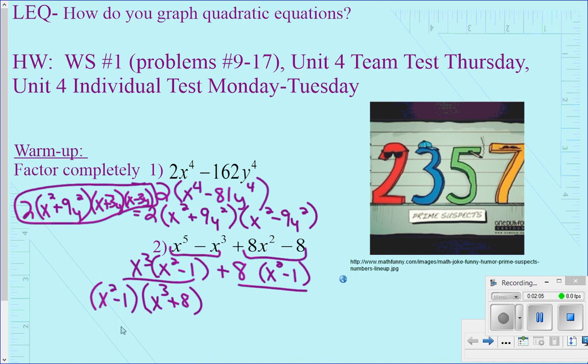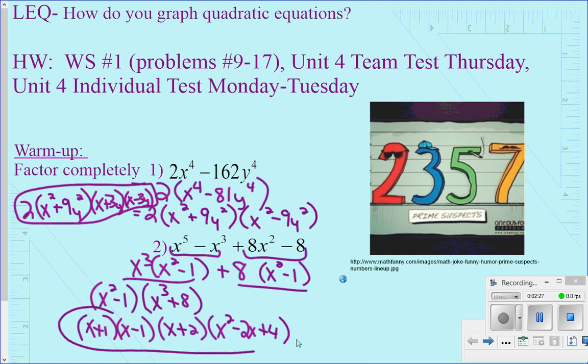Now, hopefully you didn't stop there. Both of these factor further. We have difference of squares and sum of cubes. So we have x plus 1 and x minus 1 for difference of squares. And we have sum of cubes, x plus 2, x squared minus 2x plus 4. And that is my final answer.